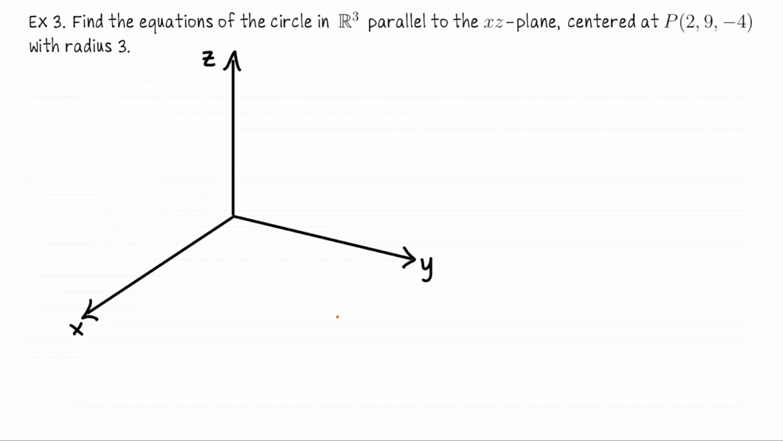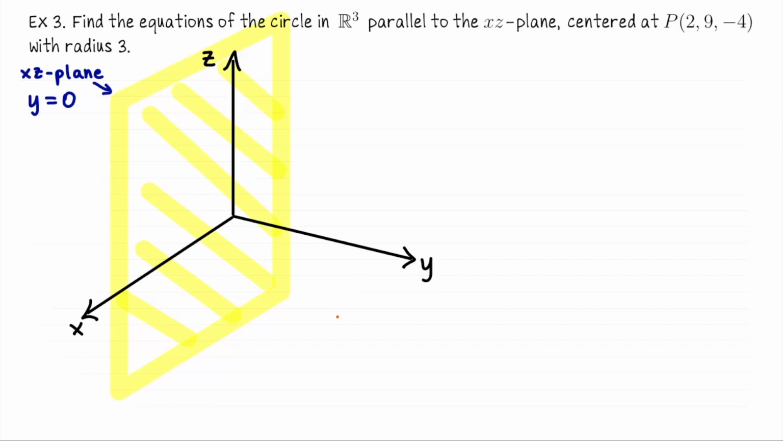Our circle is going to be parallel to the xz plane, which is this vertical plane on the left here. This plane, of course, is the set of points which satisfy the equation y equals 0. So that's the equation of the xz plane. We want a circle which is parallel to this plane, so it's going to stand upright like this. Let me sketch a circle which would be parallel to that plane, something kind of like this.